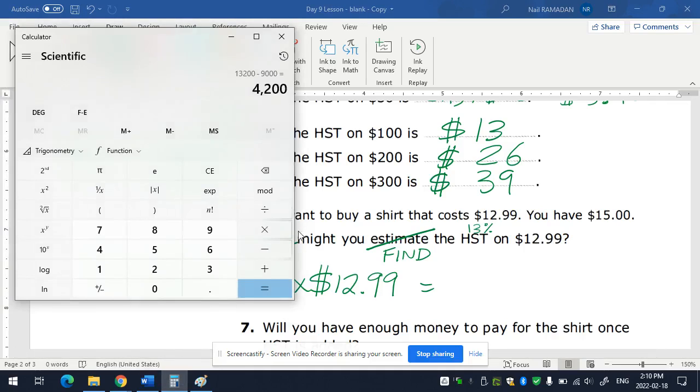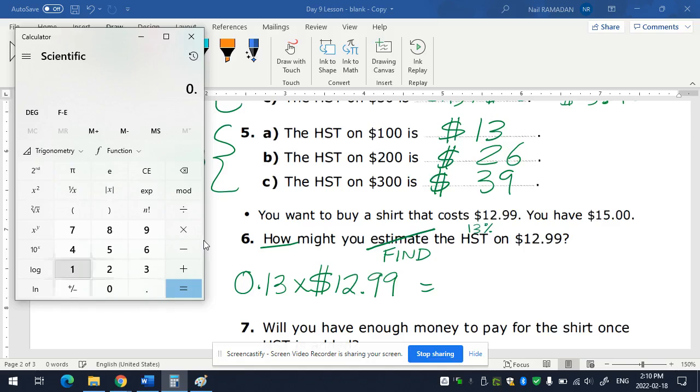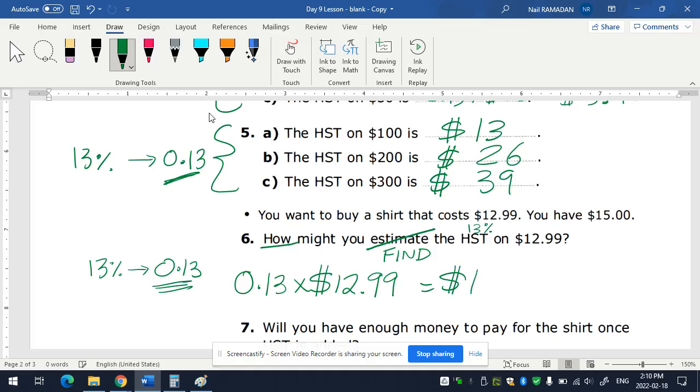Sorry. I didn't think it was going to be that much. 0.13 times 12.99. Okay, it's money, so we only stop after 2 decimals. If you cut it right here, is it going to be 68 or 69? Because this 8 rounds up to a 9. So you are paying $1.69 in taxes only.